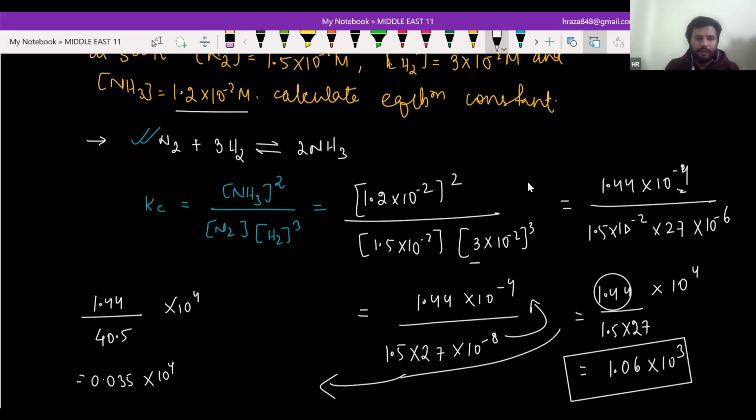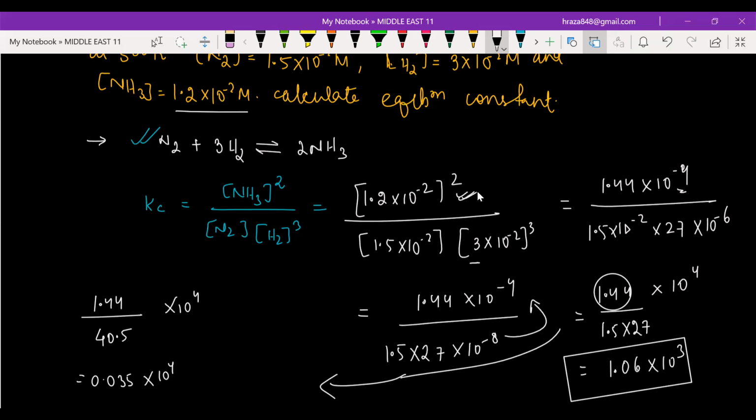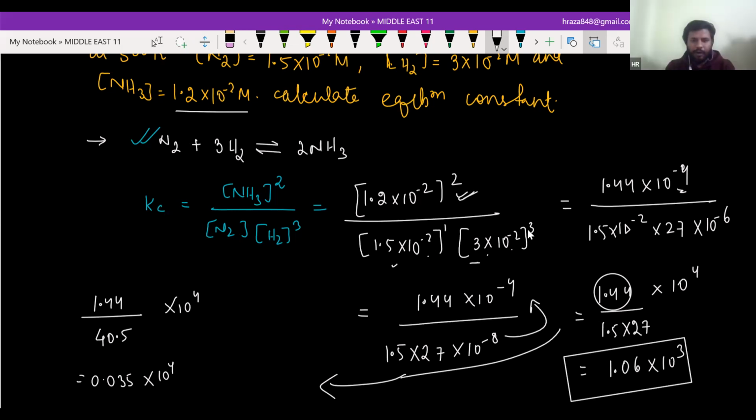Cross check the value. Tell me the value of NH3. That is 1.2 into 10 raised to the power minus 2, the whole raised to the power 2, right? Is this right? Yes, sir. Then 1.5 into 10 raised to the power minus 2 raised to the power 1, and 3 into 10 raised to the power minus 2 raised to the power 3. So it will be almost 3 into 2, raised to the power 6 minus 6, or minus 2, that will be 8. It will come out to be this much. Just check it out. Maybe this is the right answer. Everyone, please check it out.